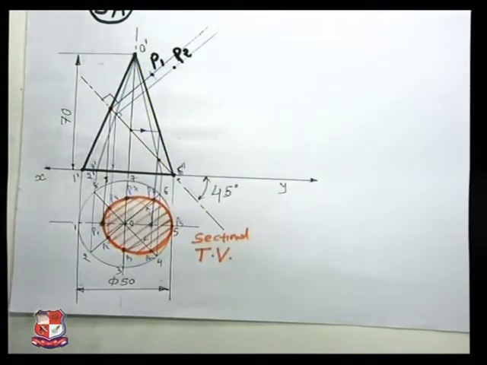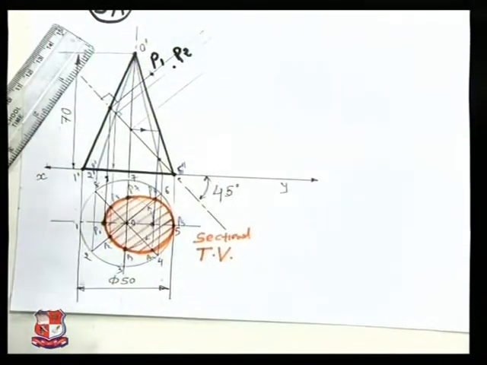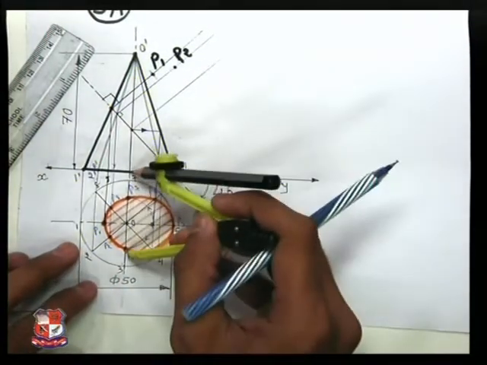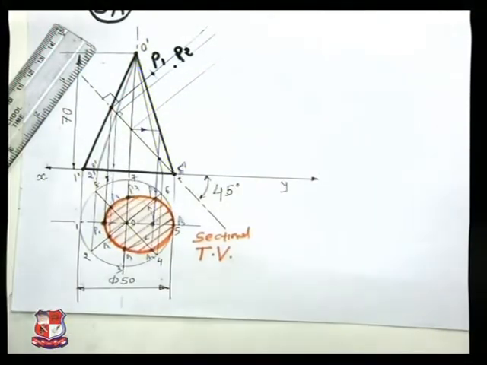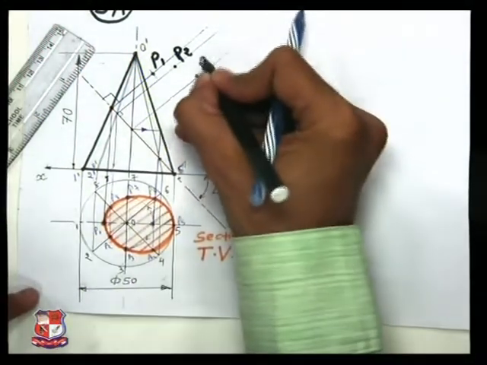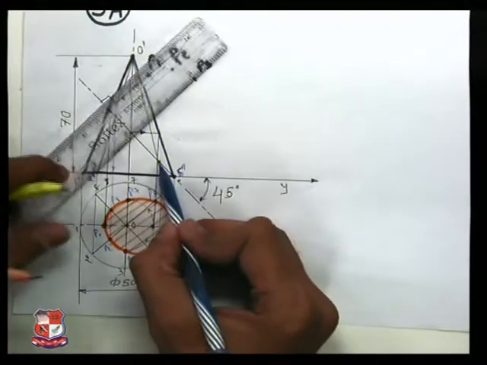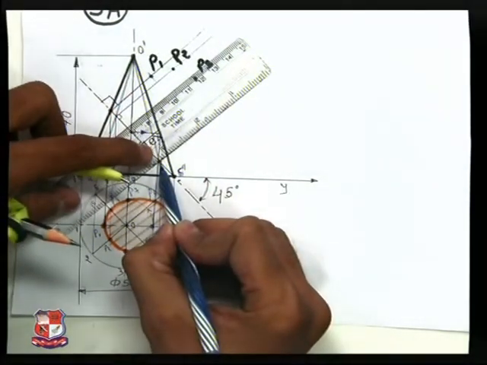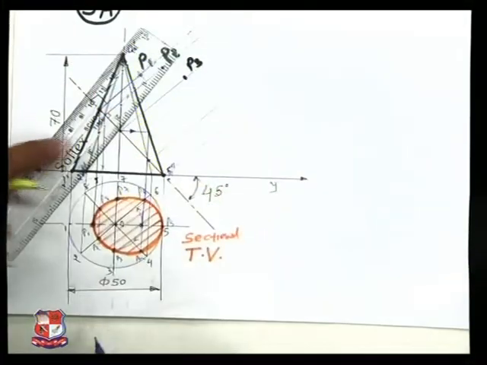Similarly, point number P3 would be here. Draw a straight vertical line like this. Measure the distance of P3 to the XY line. Cut it over here. Here would be point number P3. Similarly, for point number P4, what should we do? From this point, draw a line which makes an angle of 90 degrees with the cutting plane, and lines from this point.